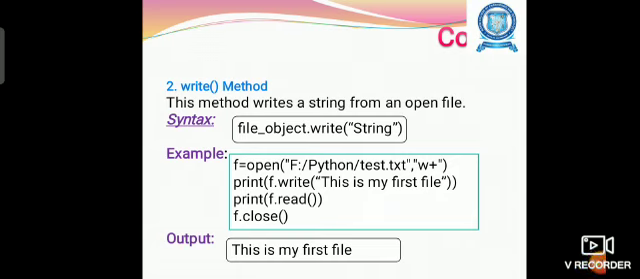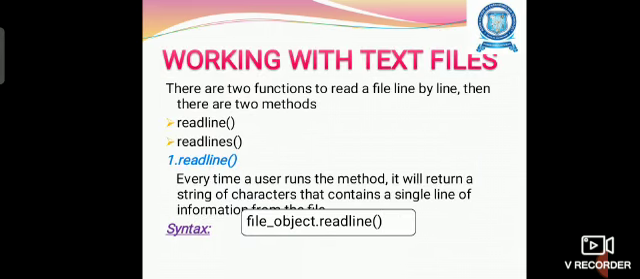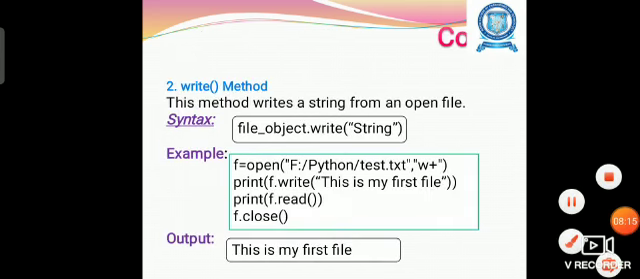We can apply the read method to check the content present in the file. For that we apply the read method inside the print statement, that is print f.read of. The return value produced from the read method will be printed as the output. Print f.read of will print the return value produced from the method read, and finally we are closing the file.